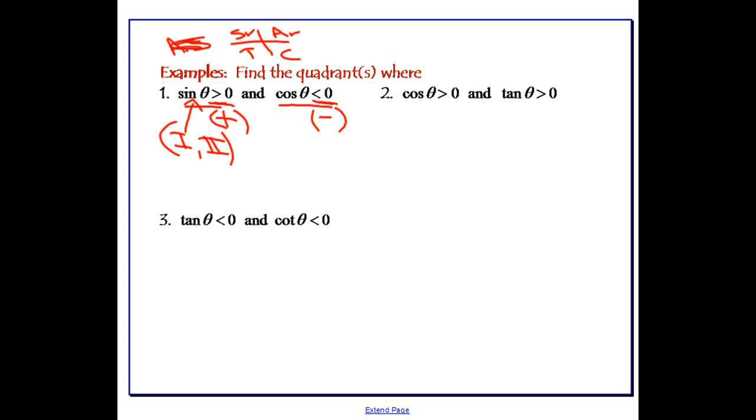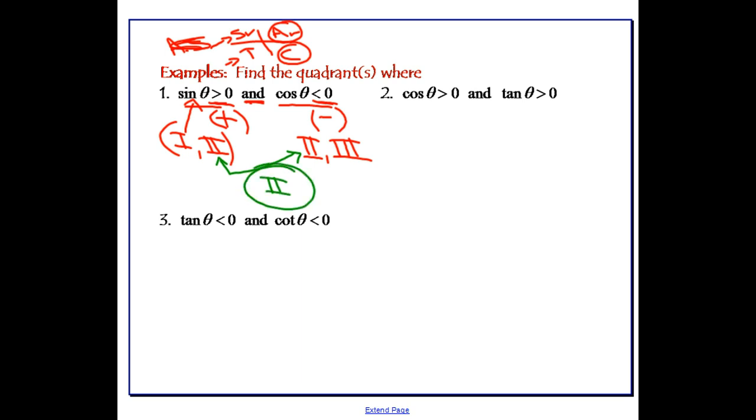So cosine negative, let's think about this a little bit. A Smart Trig Class tells me where things are positive. So cosine is positive all in here. That's where it's positive. So where's the cosine negative? Right there in the second and the third. So there's the second, there's the third. This is joined with an and. So where's the sine positive and the cosine negative? I see one spot that they have in common. Look, it's right there in the second quadrant.